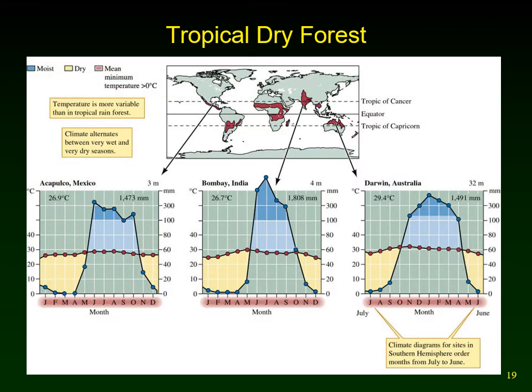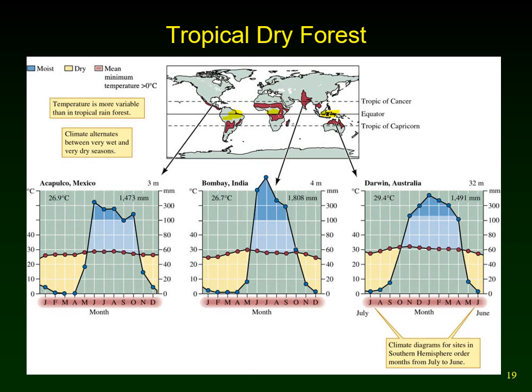So when we look at the location of the tropical dry forest, we are surrounding that area. We had in this area here in the middle of Africa and in Brazil and Southeast Asia, we had tropical rainforests. So it's surrounding that. It's just to the north and south of those areas. When we look at the climate diagrams, they are completely different.